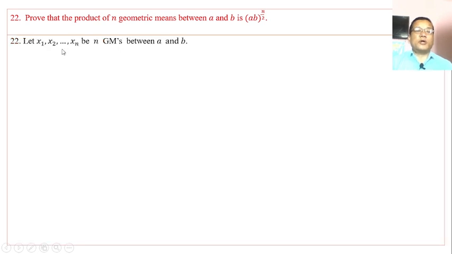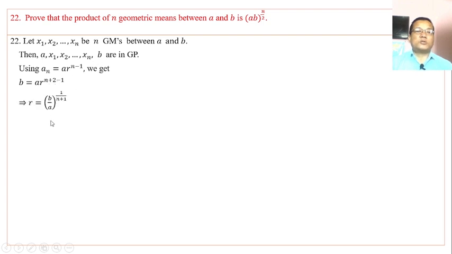Let x1, x2, ..., xn be n geometric means between A and B. Then these numbers are in GP. Using a_n equal to a times r to the power n minus 1, we get a_n, where b is given. Putting the value of n as n plus 2, we get b equals a times r power n plus 1. Solving r in terms of a and b, we get this. With this value of r, x1 is a times r, x2 is a times r square, and xn is a times r power n.